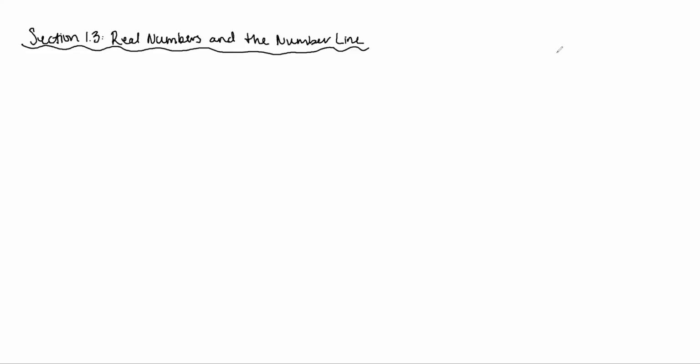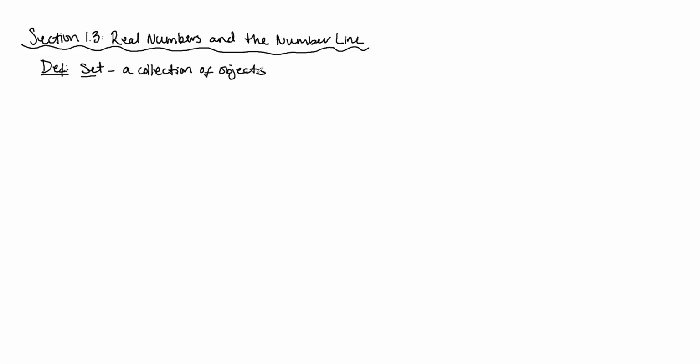All right, so section 1.3, we're going to be talking about real numbers and how we can classify them into groups and the number line. Let's go ahead and start off with a couple definitions. This first definition is for a set. And so a set is just a collection of objects.